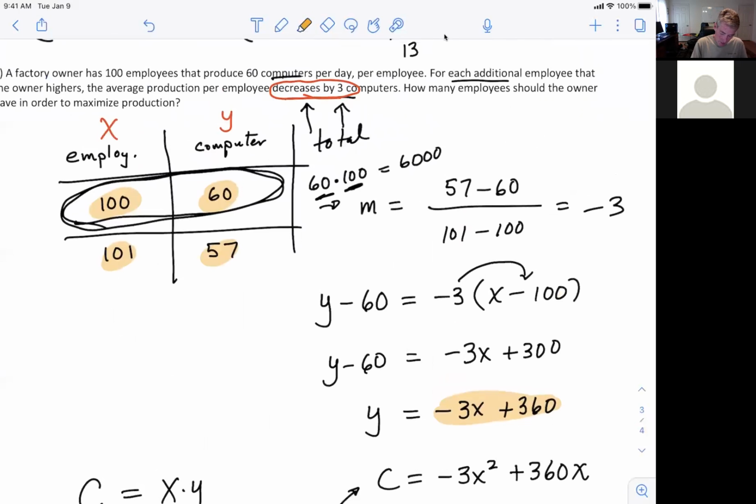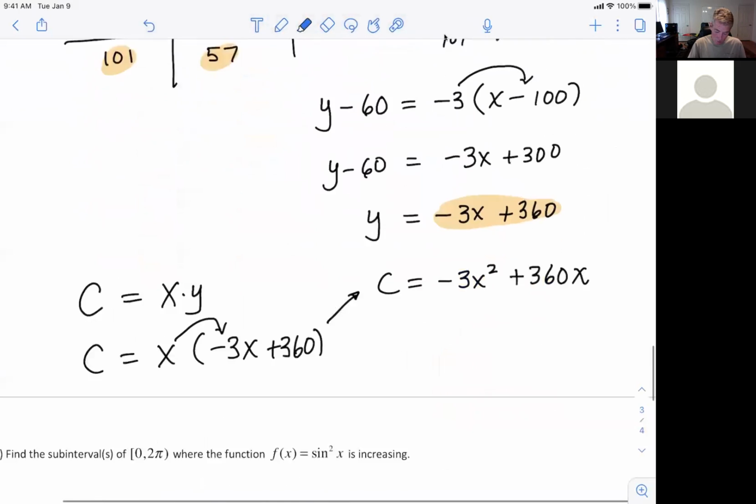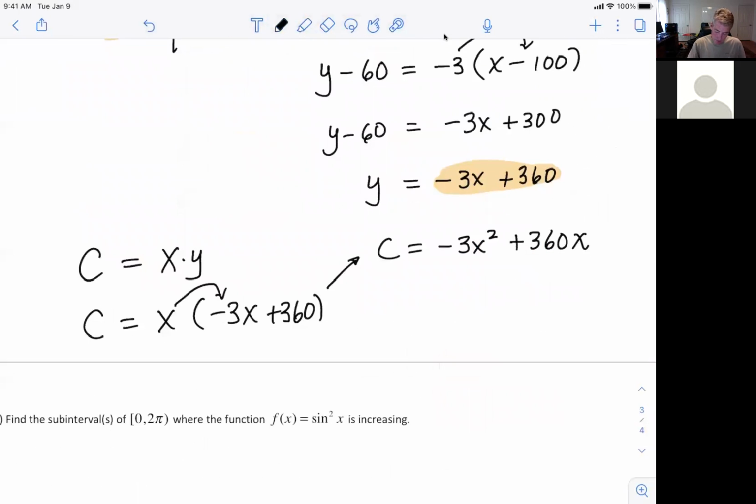And in the question, I said to find the maximum. Well, that's good news, because if you look at the graph of this, it's an upside down parabola because of the negative 3x squared. And so that means it does have a maximum.